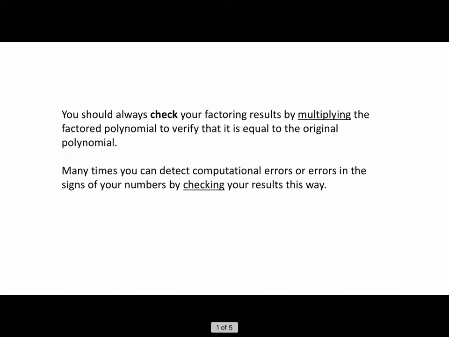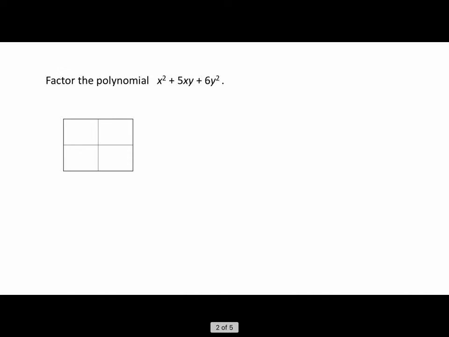You should always check your factoring results by multiplying the factored polynomial to verify it's equal to the original polynomial given. Many times you can detect a computational error, which is in the numbers, or errors in the signs of your numbers by checking the results this way. Let's factor some more polynomials.